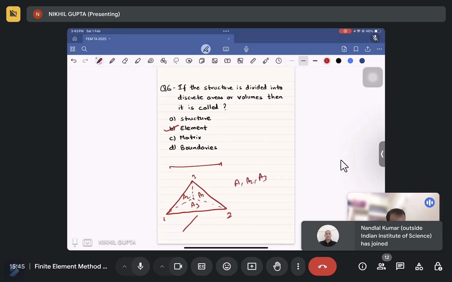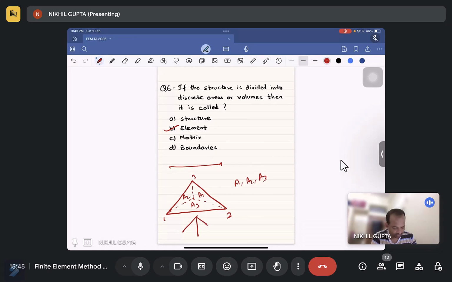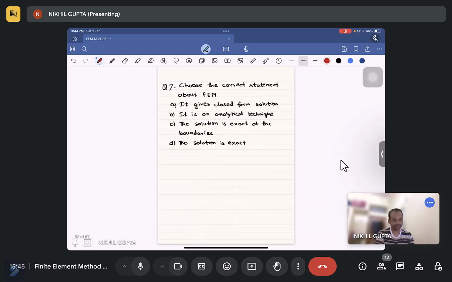Similarly, if you have something like a tetrahedron, you will define that on the basis of volumes V1, V2, V3. So all these V1, V2, V3, or here L1, L2, are called elements of FEM modeling.